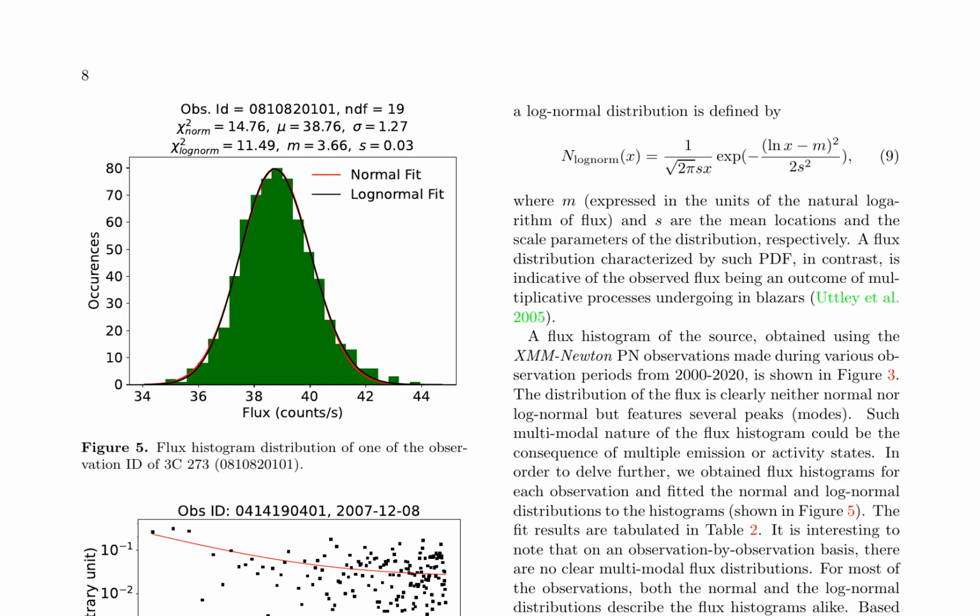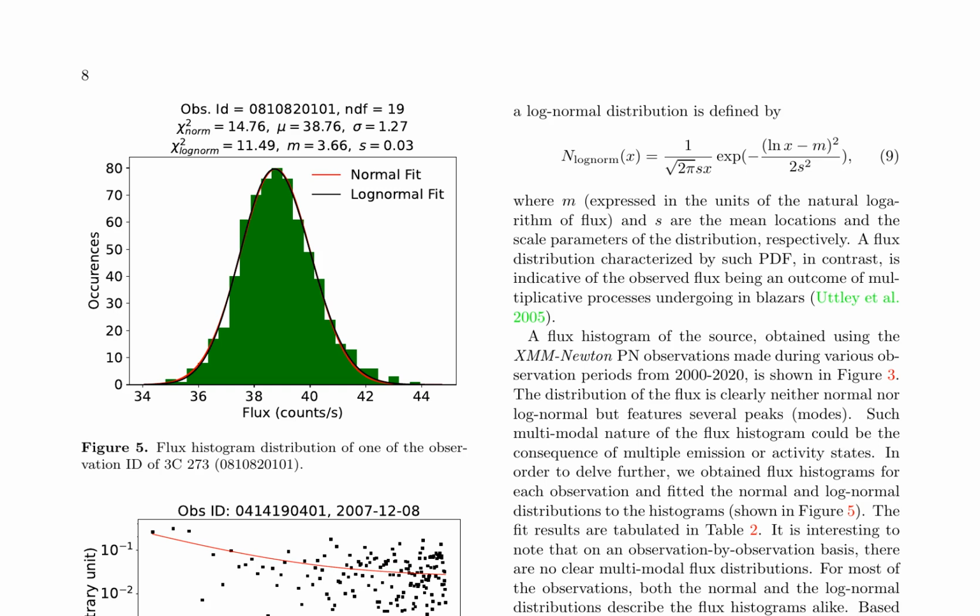The authors analyze the flux histogram distribution of the Blazar 3C273, fitting both normal and log-normal probability density functions to the data. The normal distribution is defined by equation 8, where mu and sigma are the mean and standard deviation of the flux in counts per square centimeter per second, respectively. A normal distribution suggests additive processes contributing to the observed flux. In contrast, a log-normal distribution, defined by equation 9, indicates multiplicative processes underlying the flux variation.